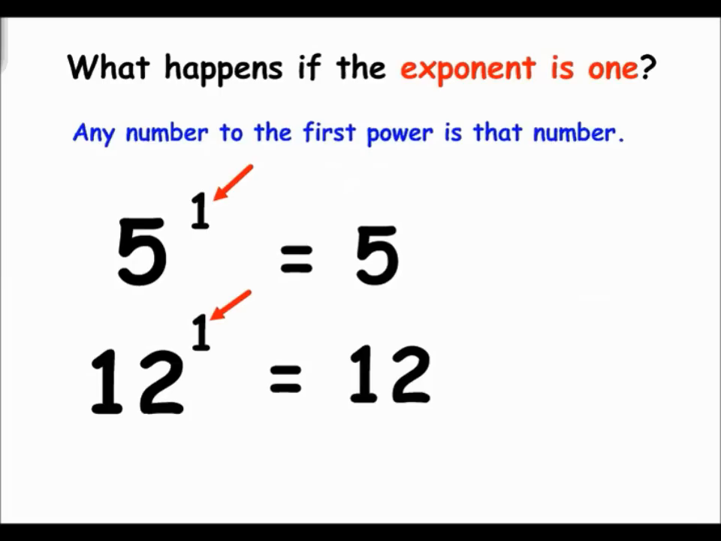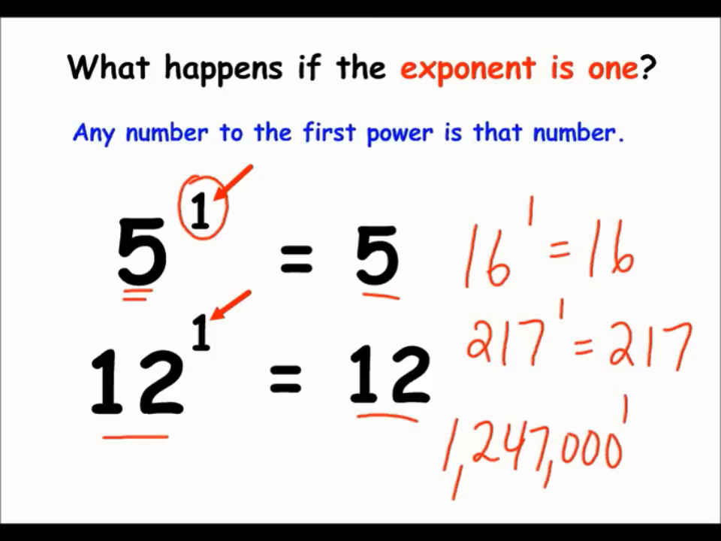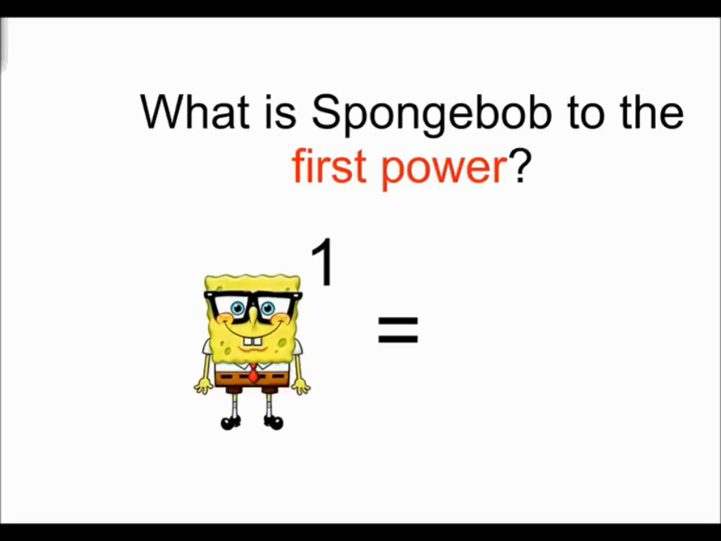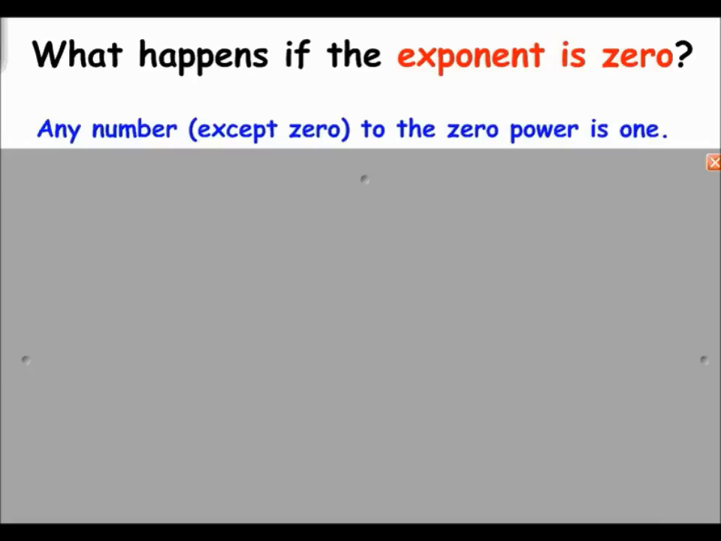What happens when the exponent is a 1? Well, when the exponent is a 1, any number to the 1st power is just that number. So 5 to the 1st power is 5, 12 to the 1st power is 12, 16 to the 1st power is 16, 217 to the 1st power is 217, 1,247,000 to the 1st power is 1,247,000. So what would SpongeBob to the 1st power be? SpongeBob.